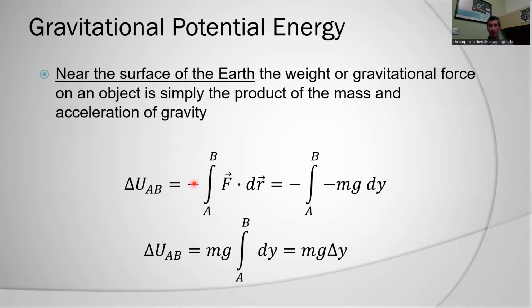Actually, it's just our work integral. We've thrown a negative sign in front of it, and we can take a force, plug it in there, and get a result for potential energy. So near the surface of the Earth, we can approximate the change in potential energy as being mg delta y, okay?